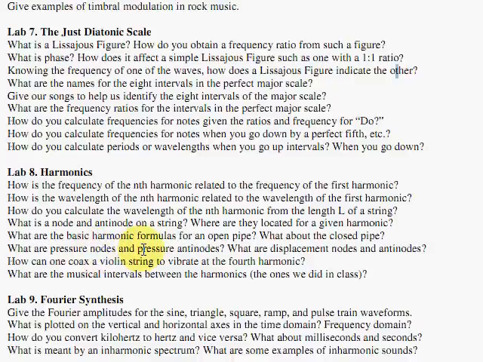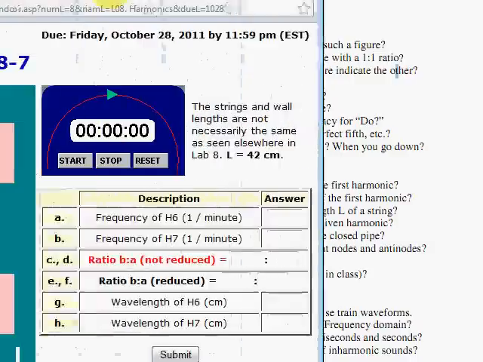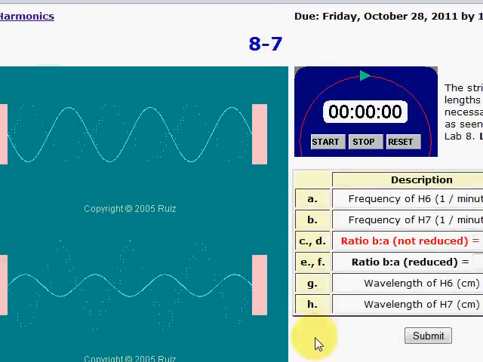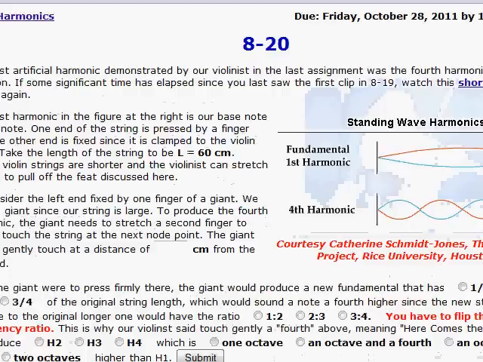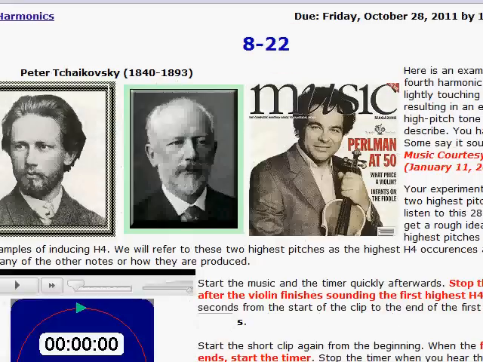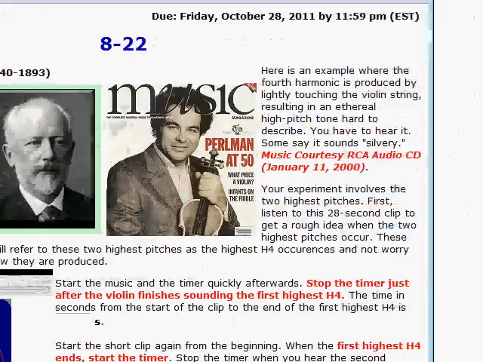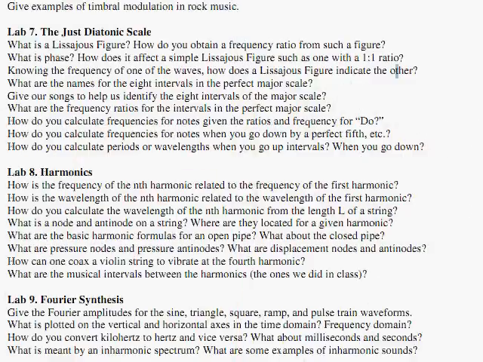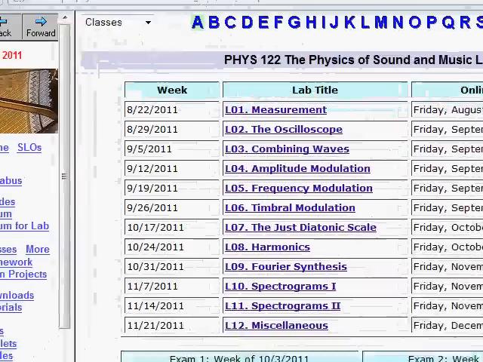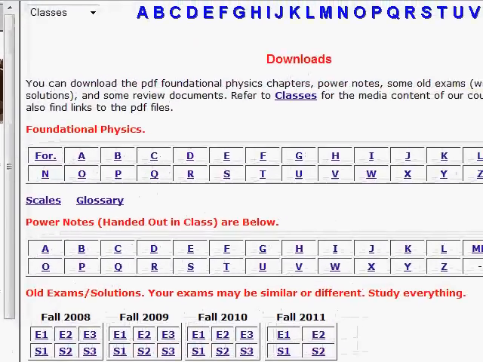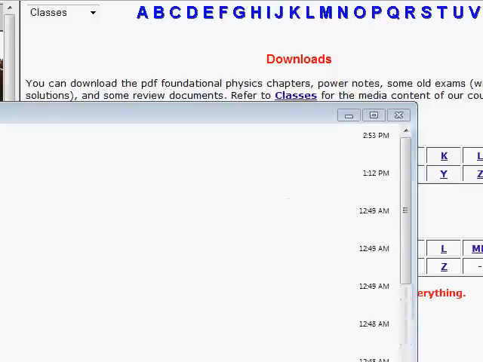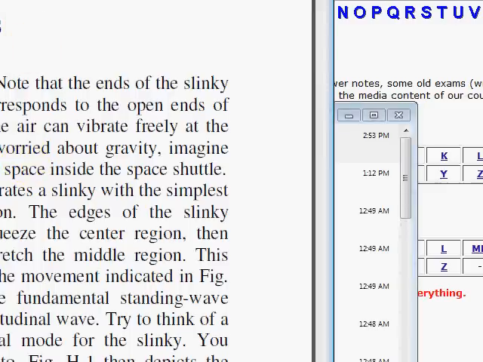Now you have pressure nodes and pressure antinodes and displacement nodes and displacement antinodes. Now we're dealing with the pipes. For that case, what I would do is head over to your downloads, and let's go to the pipe chapter, which is H. Let's look at H here. Let's see what we got.